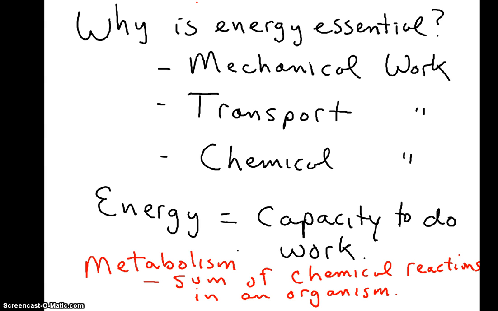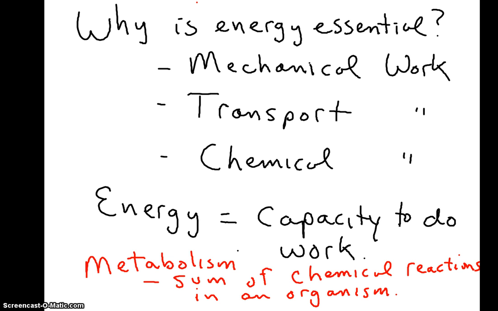So we've looked at energy, we've looked at how enzymes affect the production of energy and metabolism in living systems, but why is energy essential? And there's three main reasons for that. In the body, it can do mechanical work, so that's muscle and movement. It can do transport work, so that's with the cell membrane moving materials in and out. We could talk about protein transport channels in the membrane, and then there's chemical work. So those three things there are why energy is essential.